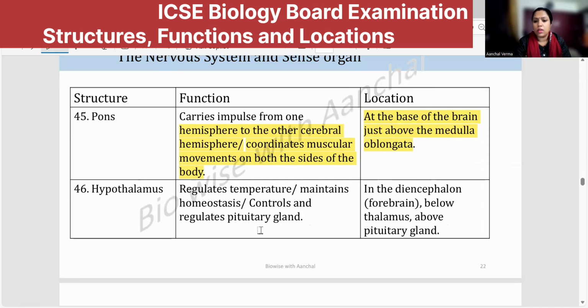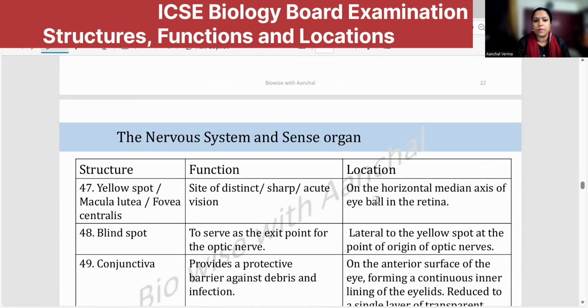Then where is hypothalamus? It is in the diencephalon, that is in the forebrain part. There is a corpus callosum. Below the corpus callosum, there is thalamus. Below the thalamus, there is hypothalamus. In the hypothalamus, there is an extension of the pituitary gland, and it is just present above the pituitary gland.